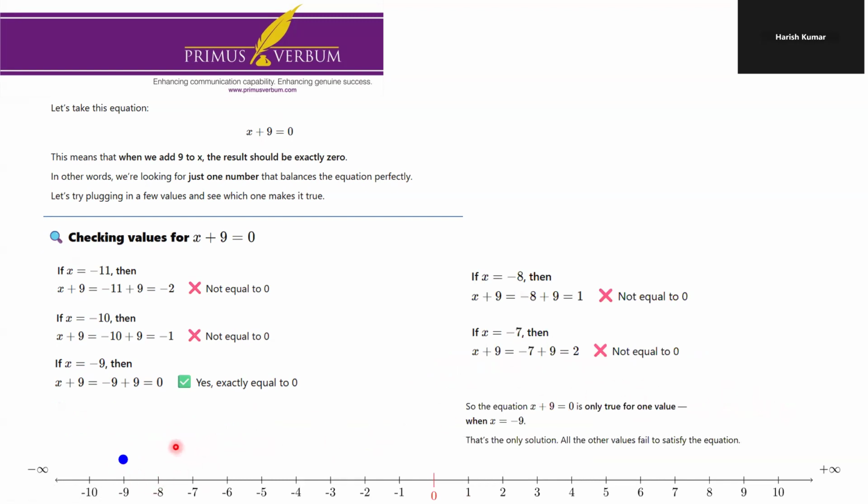And this is how we depict it on the number line. We have a shaded dot right above minus 9. And this is the only value. This is the only solution. Minus 9 is the only solution. There is no other solution.